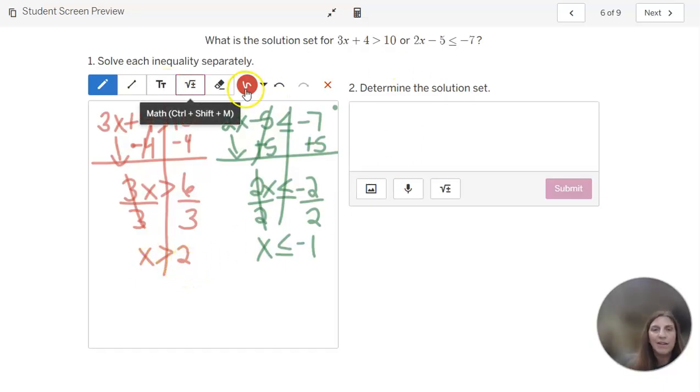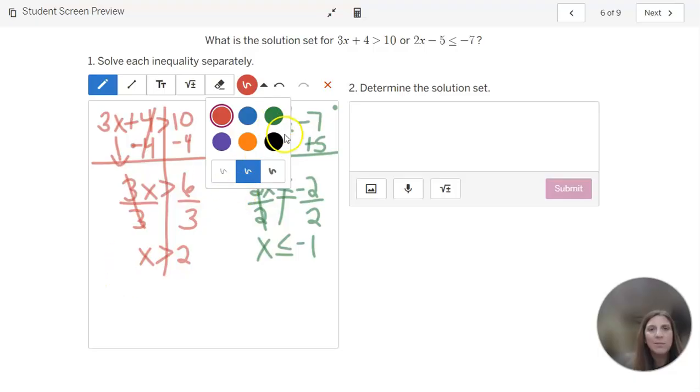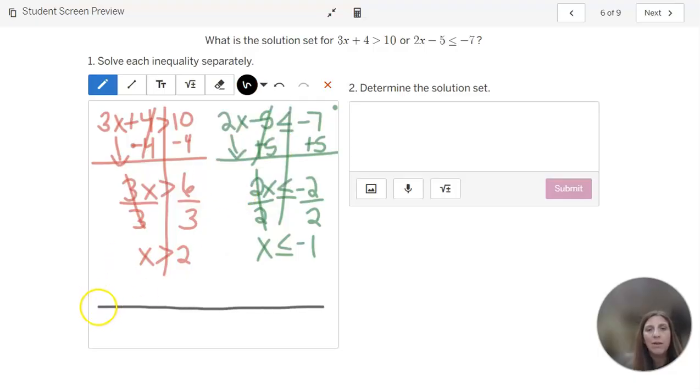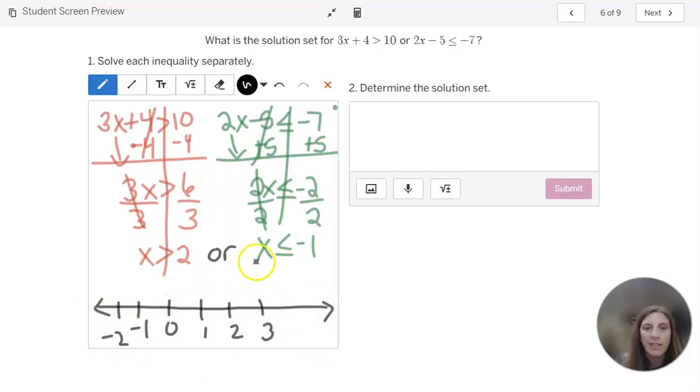Let's go ahead and graph each of those. You can graph them on separate number lines, but I'm going to graph them both on the same number line. Oh, and I'm going to add my word or in here. That's really important because that word makes all the difference. All right, so I'm going to need -1, 0, 1, 2. That's really all I need, but I'll put a couple more numbers on there just for kicks and giggles.